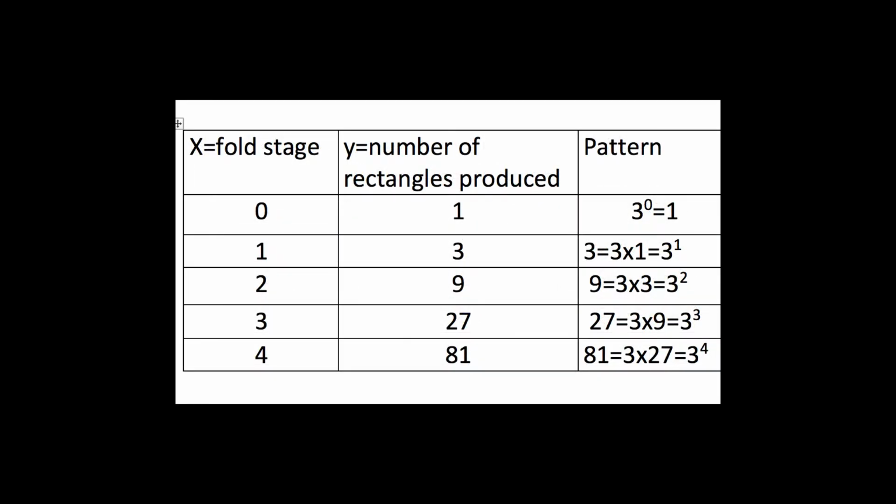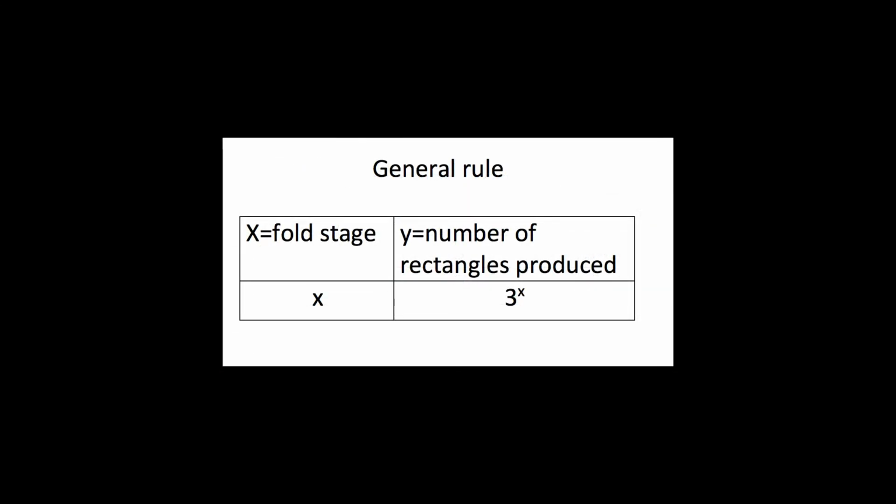We could continue this pattern indefinitely. With fold stage 4, we would have 81 rectangles. 81 equals 3 times 27 equals 3 to the 4th power. We can see a general rule. For any fold stage x, we have 3 to the x rectangles formed on the paper. This is called an exponential function because the independent variable x is the power or exponent in the function.